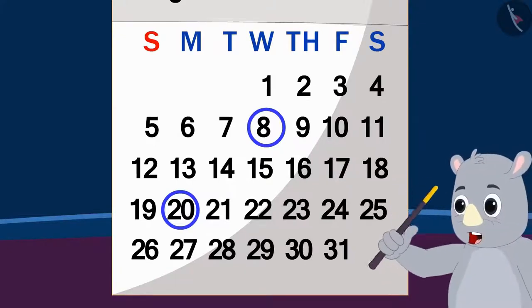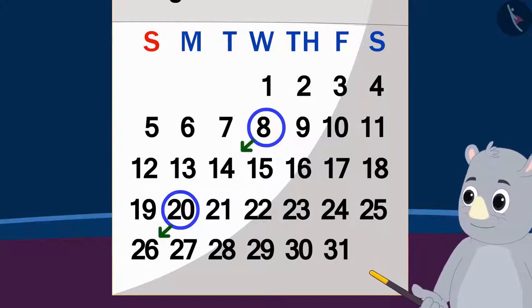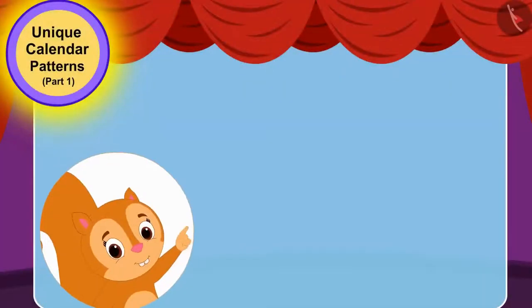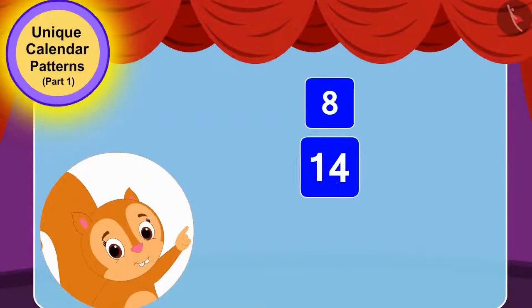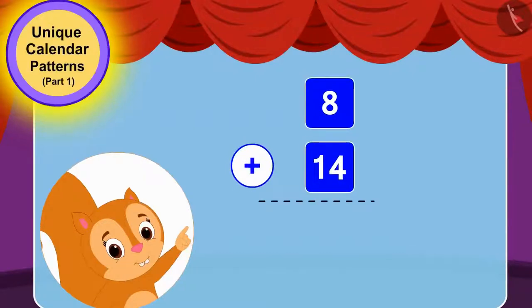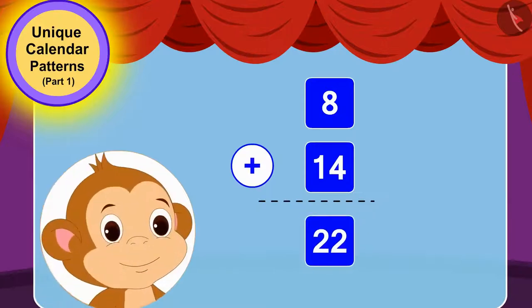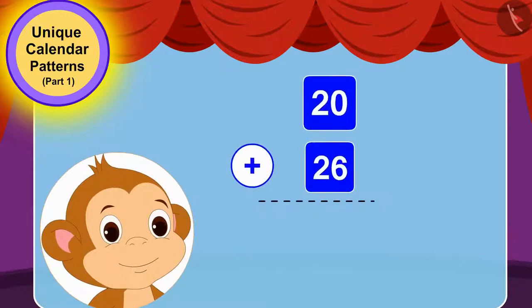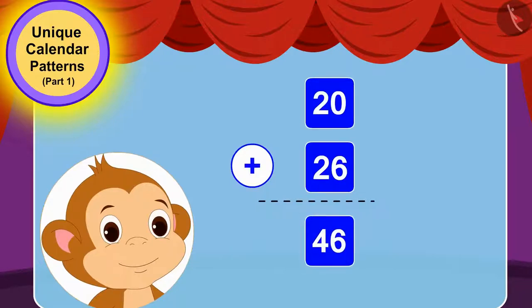Now Gaggu told Chanda and Babban that they had to take the next date from their chosen date and add it with the number written diagonally in the backward direction. Chanda quickly added 8 and 14 and got the answer as 22 again. And Babban too, by adding 26 to 20, got the number 46 itself again.